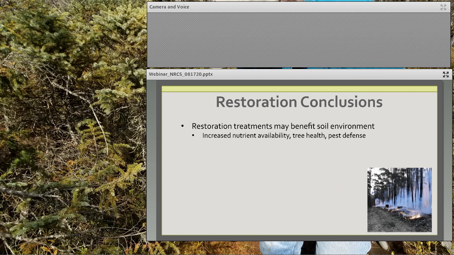In contrast to severe wildfire, insect infestation, and timber harvesting, restoration treatments have shown to have potential benefits. Often, both thinning and low-severity prescribed burning treatments benefit the soil and overall stand environment by increasing nutrient availability, tree health, as well as pest defense.